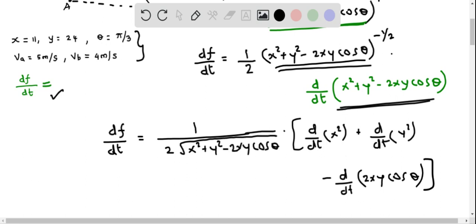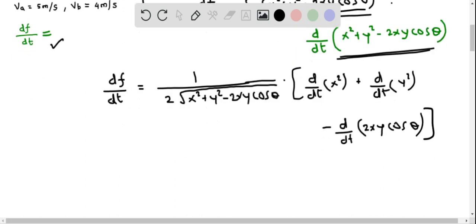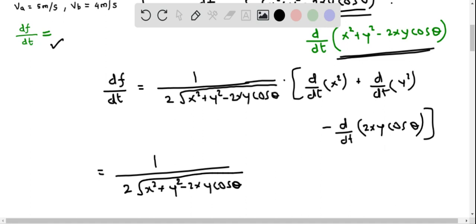Then I close this bracket. Now this expression will remain as it is, that is 1 over the square root of 2 times x squared plus y squared minus 2xy cos theta. This remains the same, multiplied with the differentiation of x squared with respect to time. When we apply the power rule, we get 2x, and also we apply the chain rule, so it will be dx over dt.